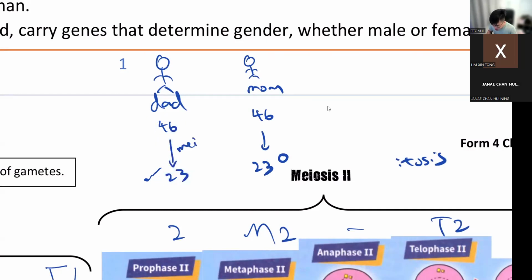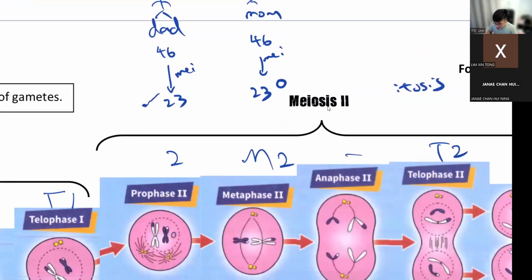This is your meiosis. Your dad will do meiosis to randomly take 23. Your mom will also do meiosis to randomly take 23. And when they combine, this process is called fertilization. Sperm, ovum, fertilization, and you create you. You start from a zygote. Remember what is a zygote? When you were one cell, that is your zygote.